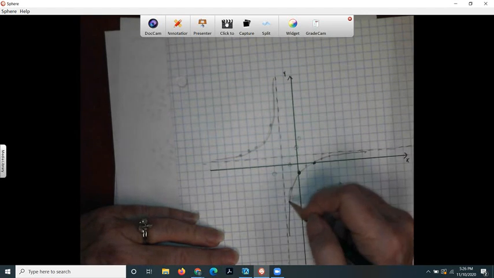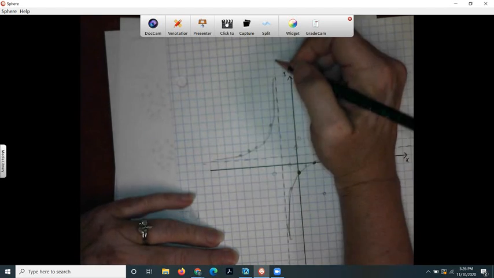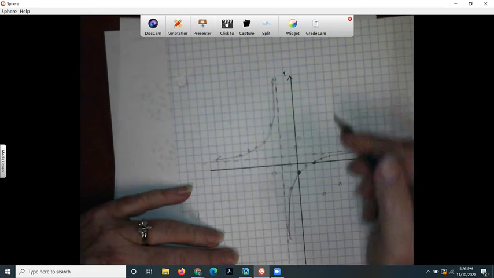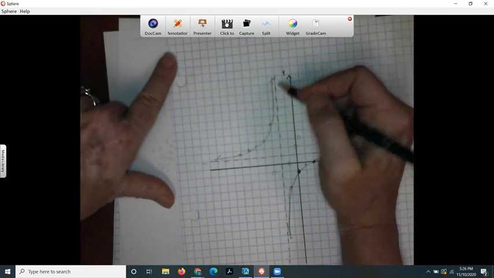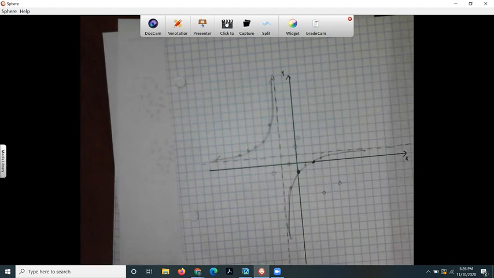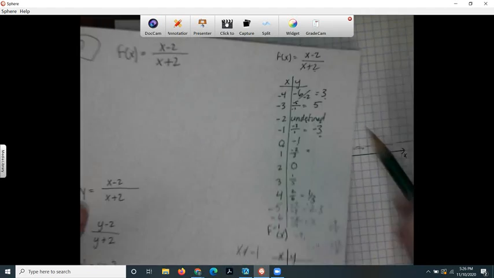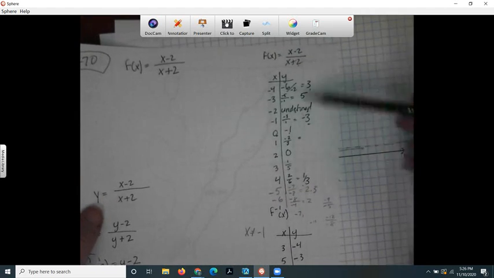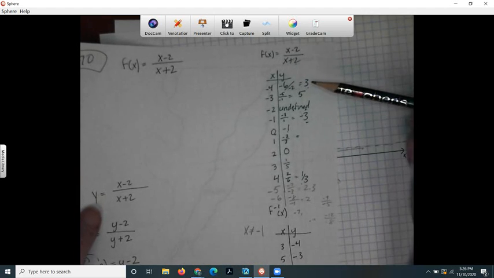So that asymptote helps me. I don't have to plug in any more points now because I know that the graph's going to follow the asymptotes. So this one that I have all graphed already, that is the graph of the original function, and this is the table of the original function. So that was the first thing they told us to do.